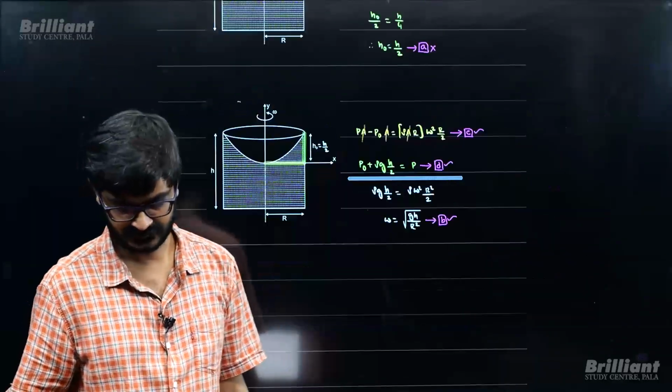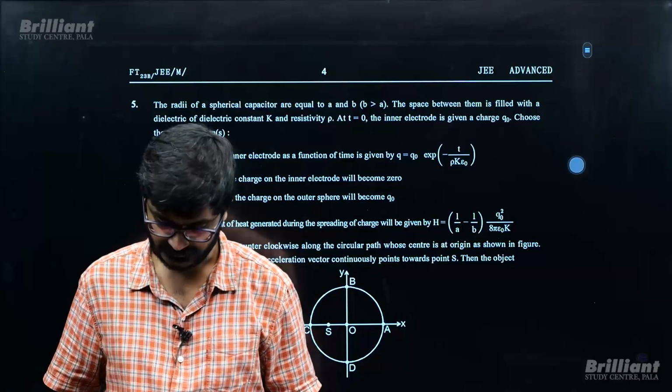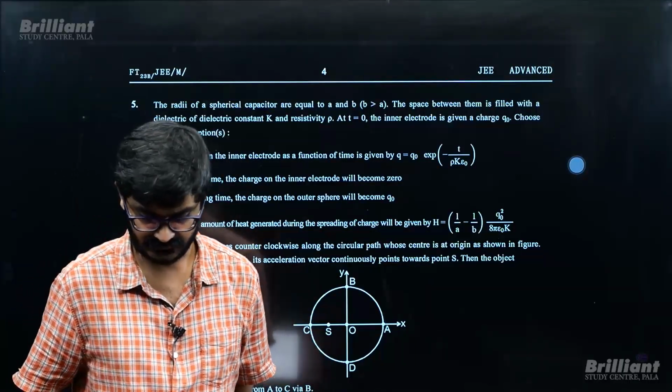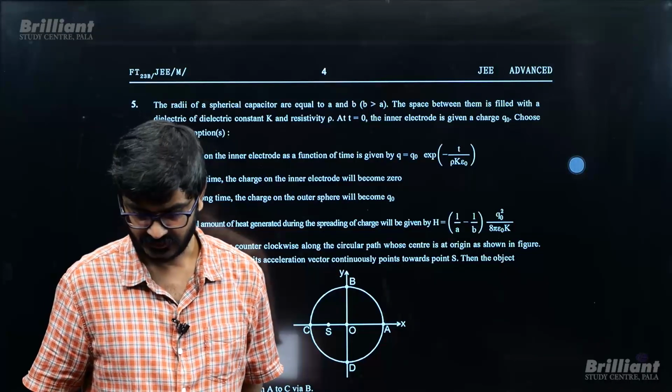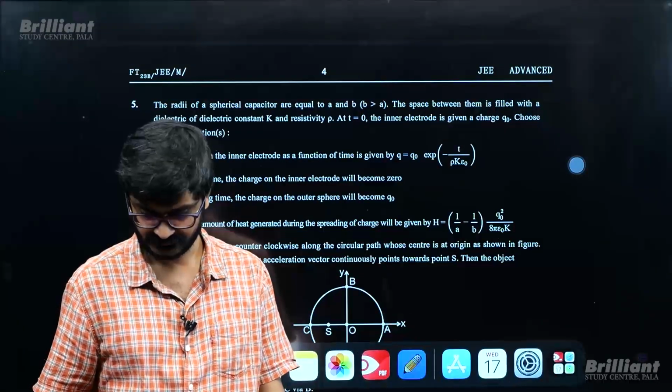In the next question, the radii of a spherical capacitor are A and B. The space between them is filled with a dielectric of constant k. The inner electrode is given a charge Q naught. Choose the correct options.